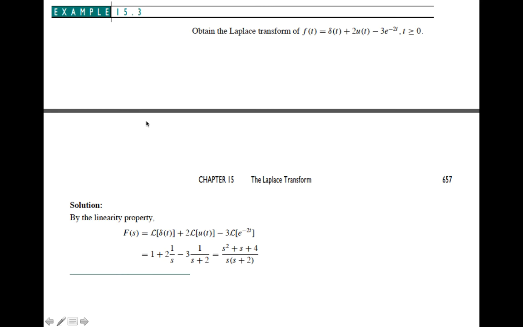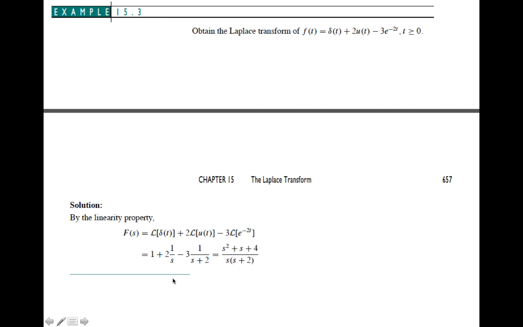So I'm going to shut the lecture down here, but let me just do this one illustration. This example problem illustrates the property of linearity. You can see we have this sum, and we're told that this function is valid for t greater than or equal to 0. By the linearity property, the Laplace transform is taken separately for each term. You can see what happens when you get a common denominator: you have this expression.